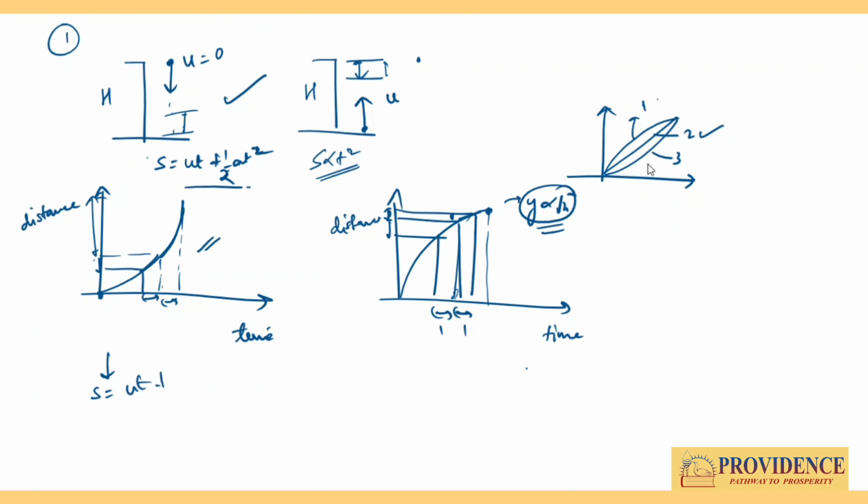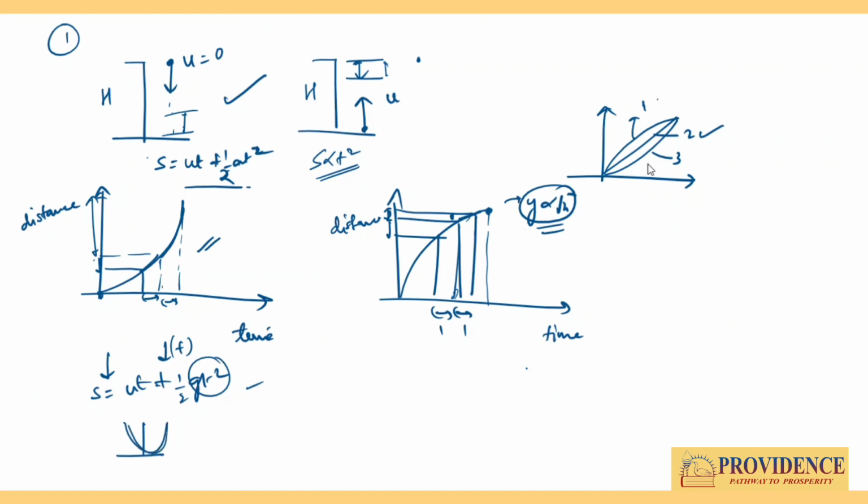plus half gt square, because the gravitational force is helping the ball to move, it will help to accelerate and the velocity will be gradually increasing. So this will be a parabola. You see that the coefficient of t square is positive, so it will be a parabola opening in the upward direction.